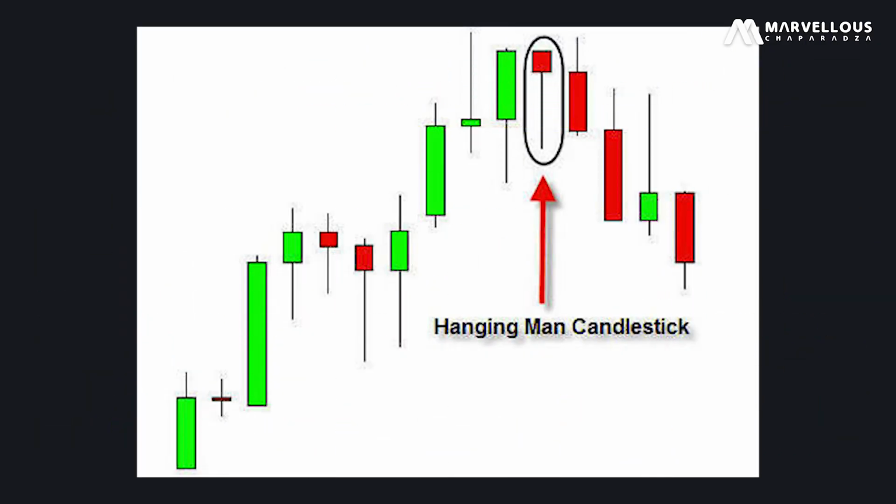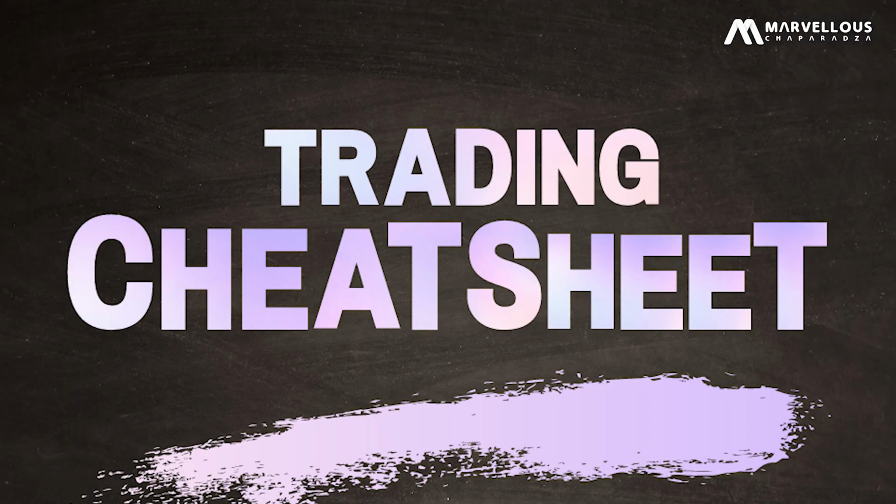Alright, another example is this hangman candlestick forming in an uptrend. So at this resistance level, when this hangman forms in an uptrend, it usually indicates a potential reversal in the market direction. So the price may reverse and tend to go down. On your trading charts, various candlestick patterns may form, and you might want to know the basic candlestick patterns that are there. So I'll give you a trading cheat sheet.